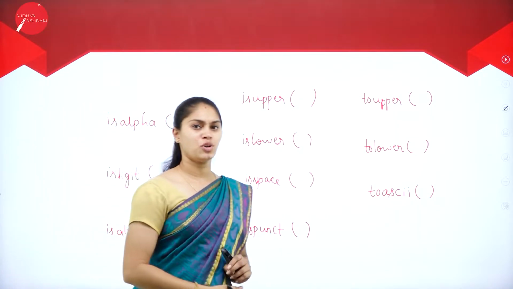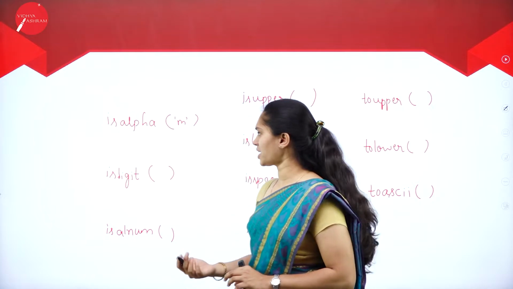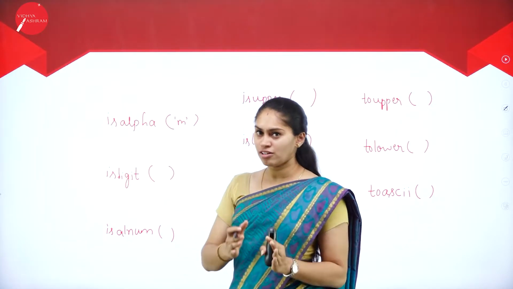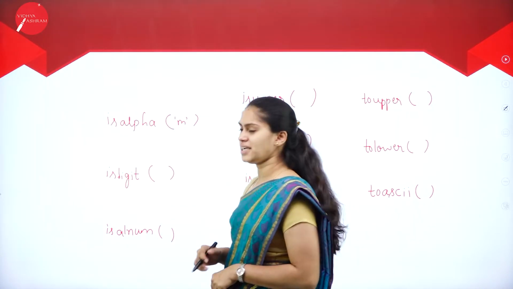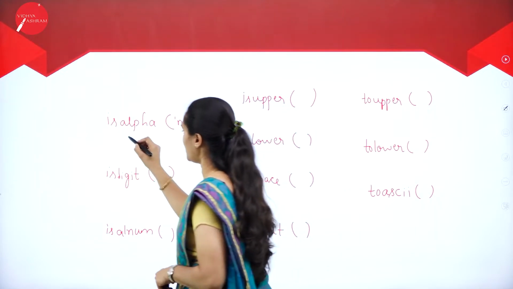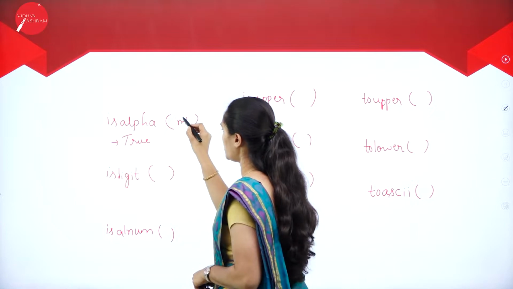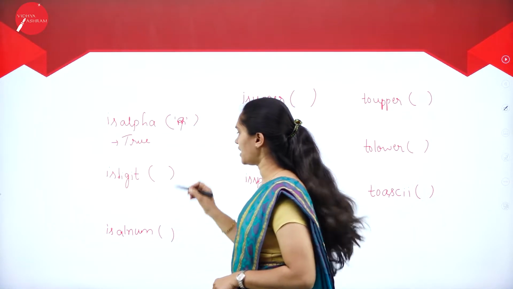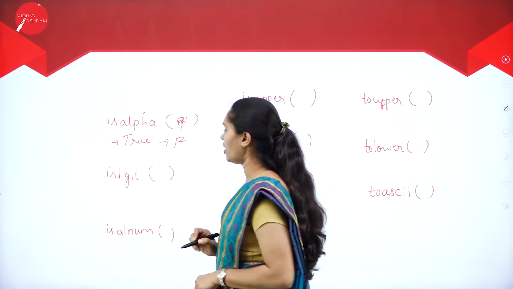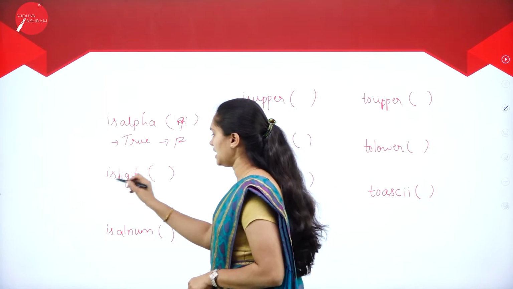As I told, is alpha is nothing but checking whether the given input is an alphabet or not. Is it an alphabet? Then it will return a value called true. If I include a 9 instead, at that time it will return the value false. Okay. Is digit.